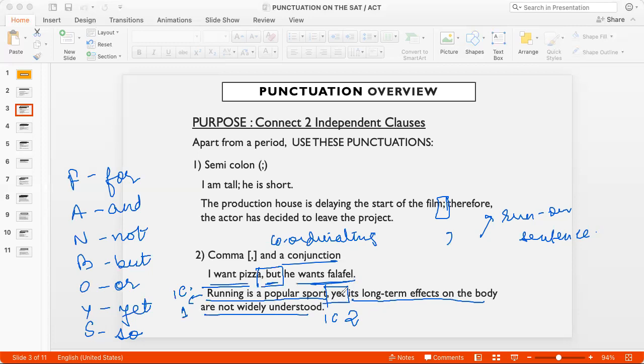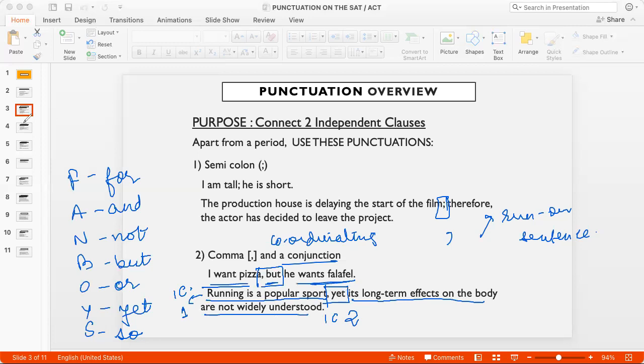So in short, if you're looking to join two independent clauses, you can use a semicolon, just a semicolon by itself, no problem there. Or you can use a comma with a coordinating conjunction, that is one of the FANBOYS.